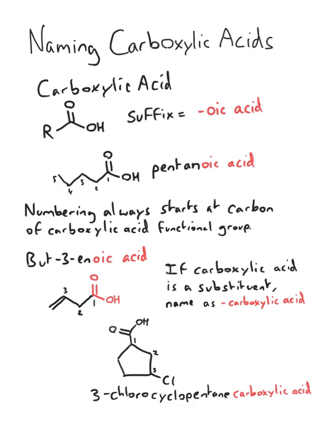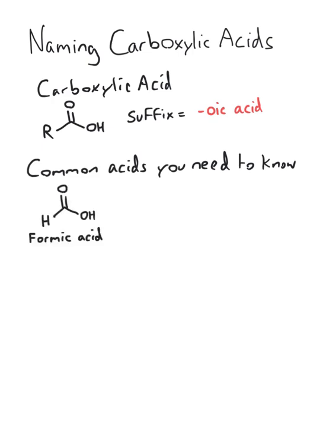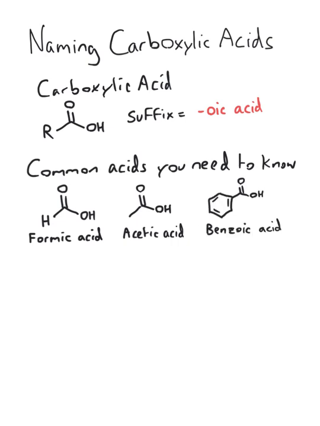Now, because carboxylic acids are so ubiquitous in nature and they are relatively stable, they have been known for a long time, and this means that there are lots of common names for carboxylic acids, i.e. ones that were discovered before we figured out that chemicals are actually chemicals. The ones you need to know are formic acid, acetic acid, the acid of vinegar, and benzoic acid.